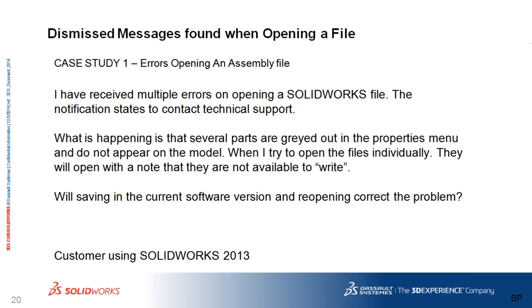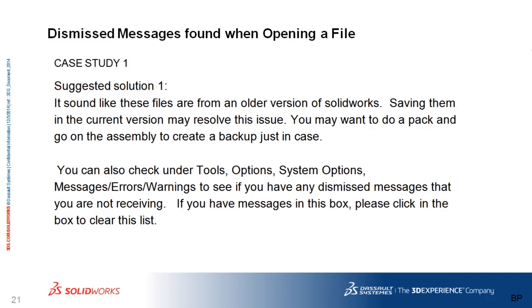So what he's seeing is that several parts are grayed out and do not appear in the model. But if he tries to open the individual files, they'll open. Everything's good there. And he's seeing some notes about write-only access. And he mentions he's on an older version, would upgrading the files correct this issue. All right, so sounds like a good idea. Let's go ahead and get the files up to the current version. Make sure that's not part of the issue.